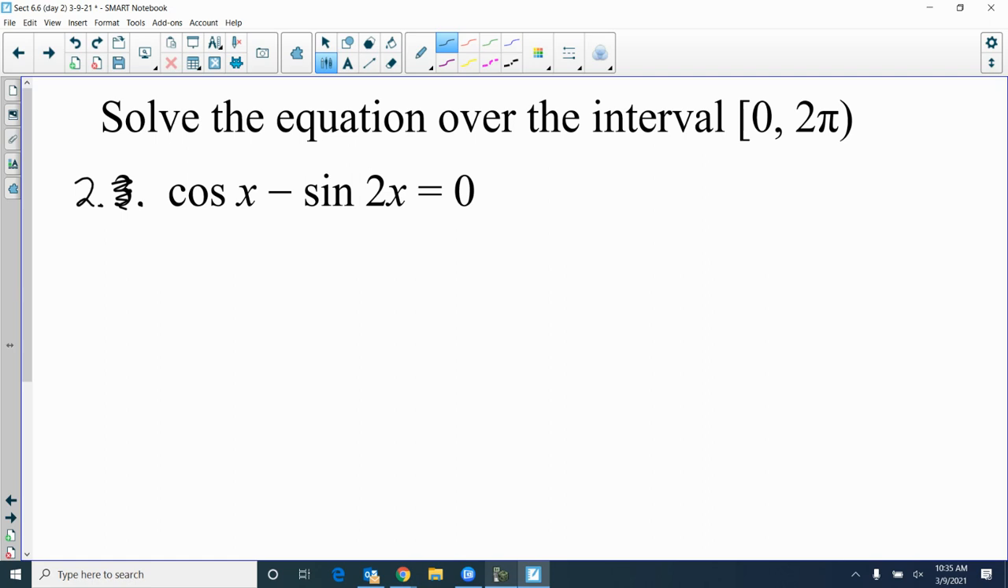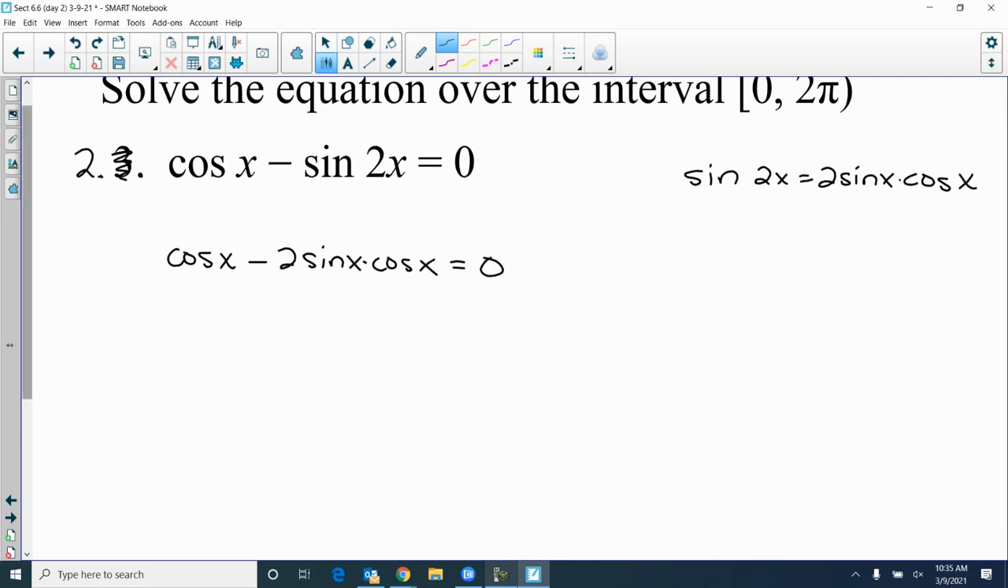Well, go to your identity sheet. What's sine of 2x equal? 2 sine of x, cosine of x. So I'm going to put that over here. Sine 2x equals 2 sine of x times cosine of x. So I got cosine of x minus 2 sine of x times cosine of x equals 0. All right, we can solve it from here.